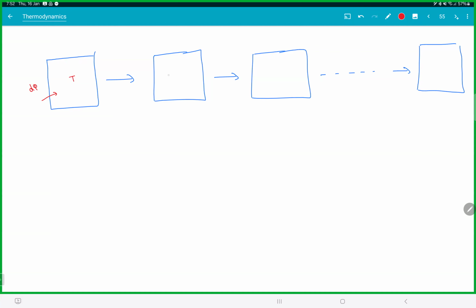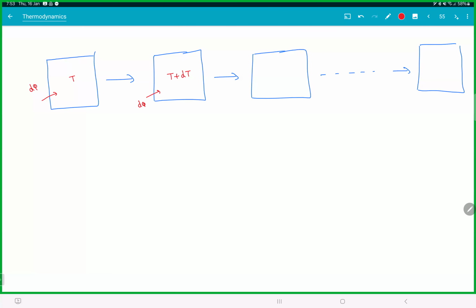So if I give a small heat dq, what will happen? The temperature everywhere will change by a small amount, dT. So this is the catch. Even this is an approximation. Because you're giving such a small, negligible heat, we can assume the temperature also will change very little. So it's almost in equilibrium.